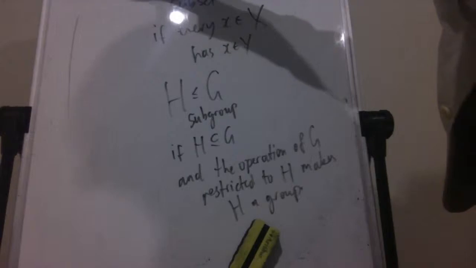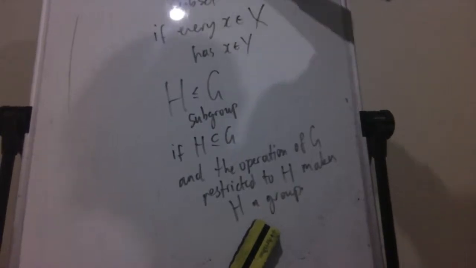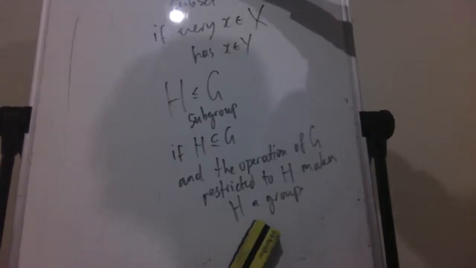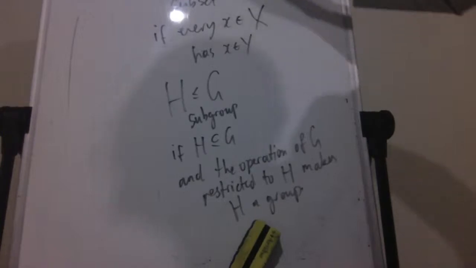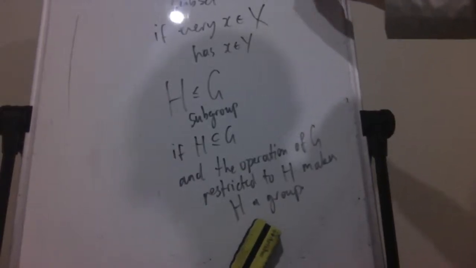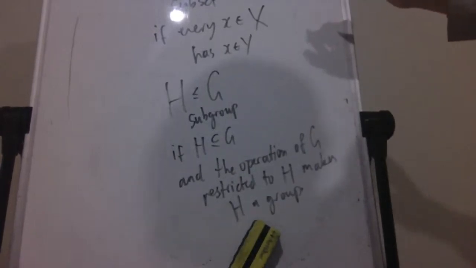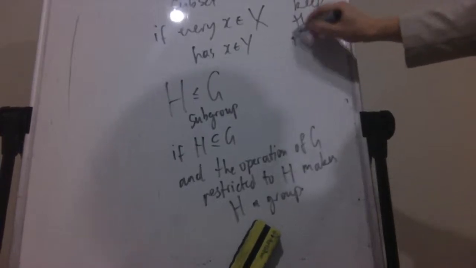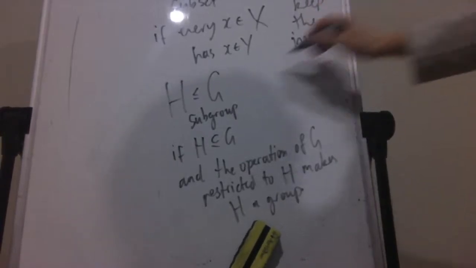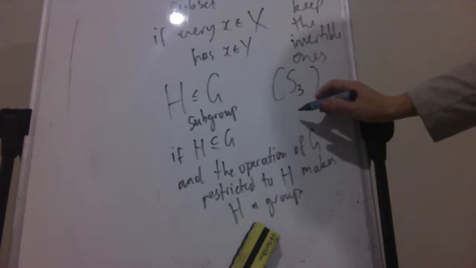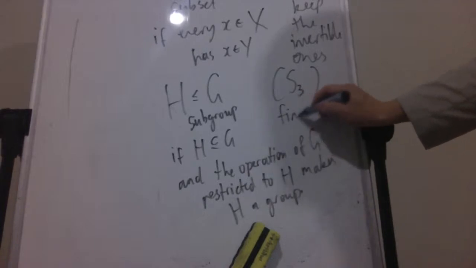And exercise. List functions from 1, 2, 3 to 1, 2, 3, yeah? And then keep the invertible ones. That's how we defined S3, remember? That's S3. And then find all subgroups.